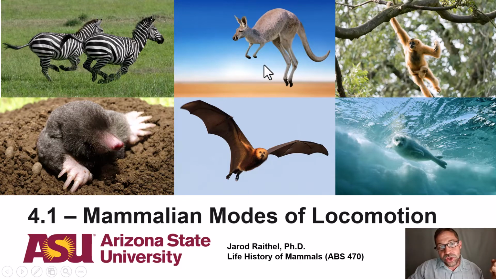saltatorial locomotion like this jumping red kangaroo, brachiation like this gibbon swinging from the tree limbs, fossorial species like this mole, volant locomotion like the true powered flight we see in the Chiroptera, like this fruit bat. And then I'll end with the fully aquatic marine mammals like this harp seal.